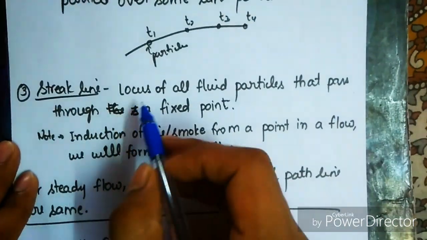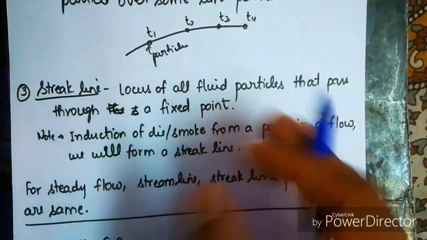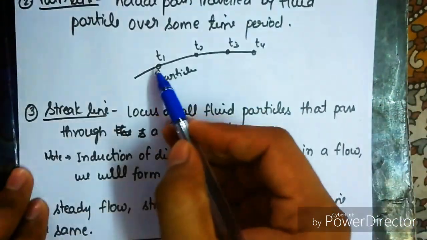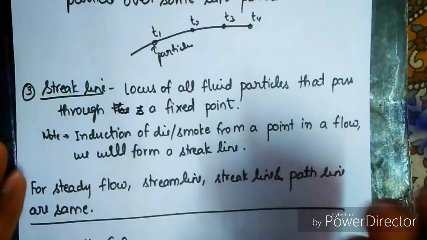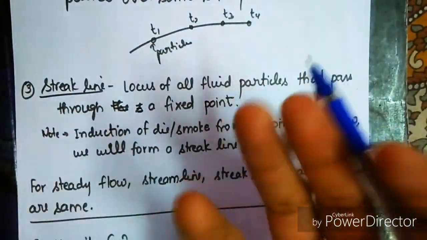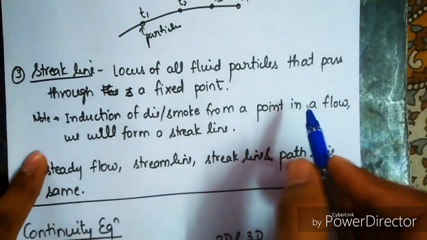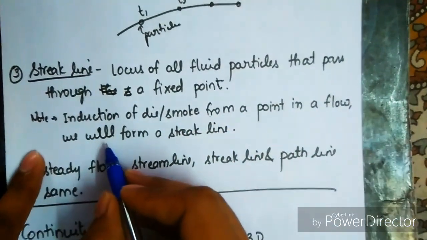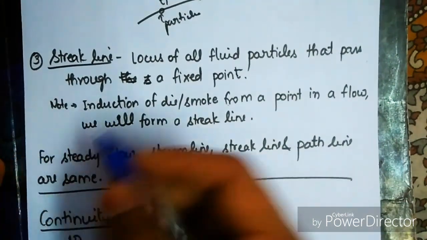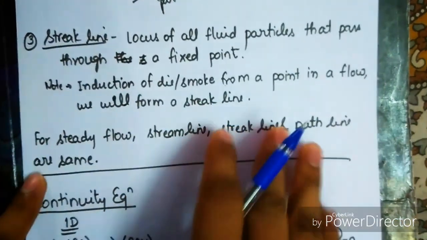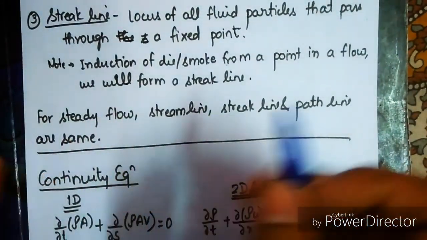Now the streak line: the locus of all the fluid particles that pass through a fixed point is called a streak line. Okay, if we are having some fixed point like this and find out the locus of all the particles, then this is the streak line. A streak line can be formed by injection of dye or smoke from a point in a flow. We will form a streak line. We must have done this practical in our graduation or in our diploma. Okay, for steady flow, streamline, streak line and path line are the same.